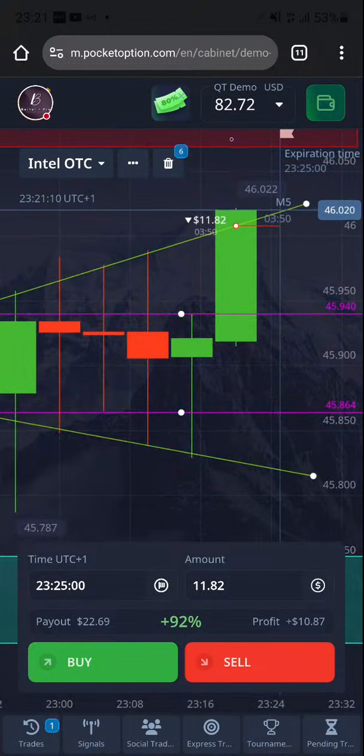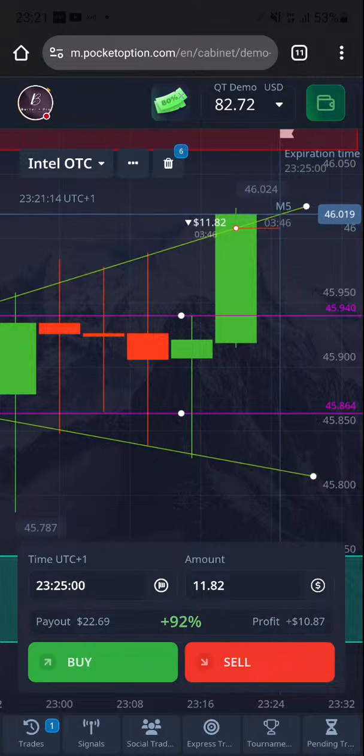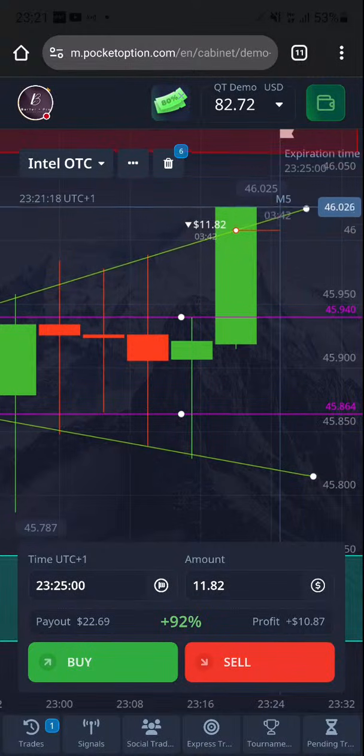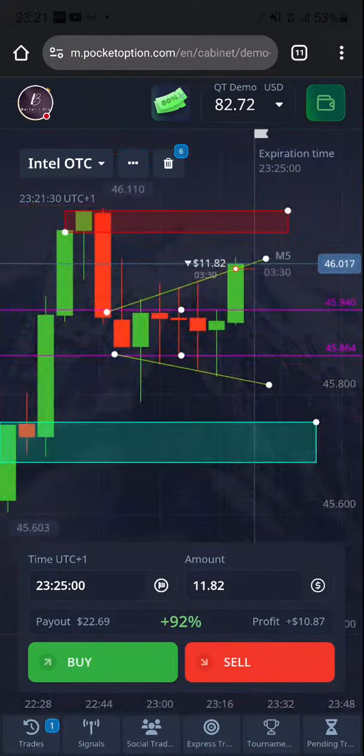So if price comes into this supply, I'll take a double trade here inside the supply area. But I'm still expecting a pullback eventually. Even if it comes there, I'm expecting it to pull back below that round number. You understand? So that's going to be a very good one. Let's just wait for this.